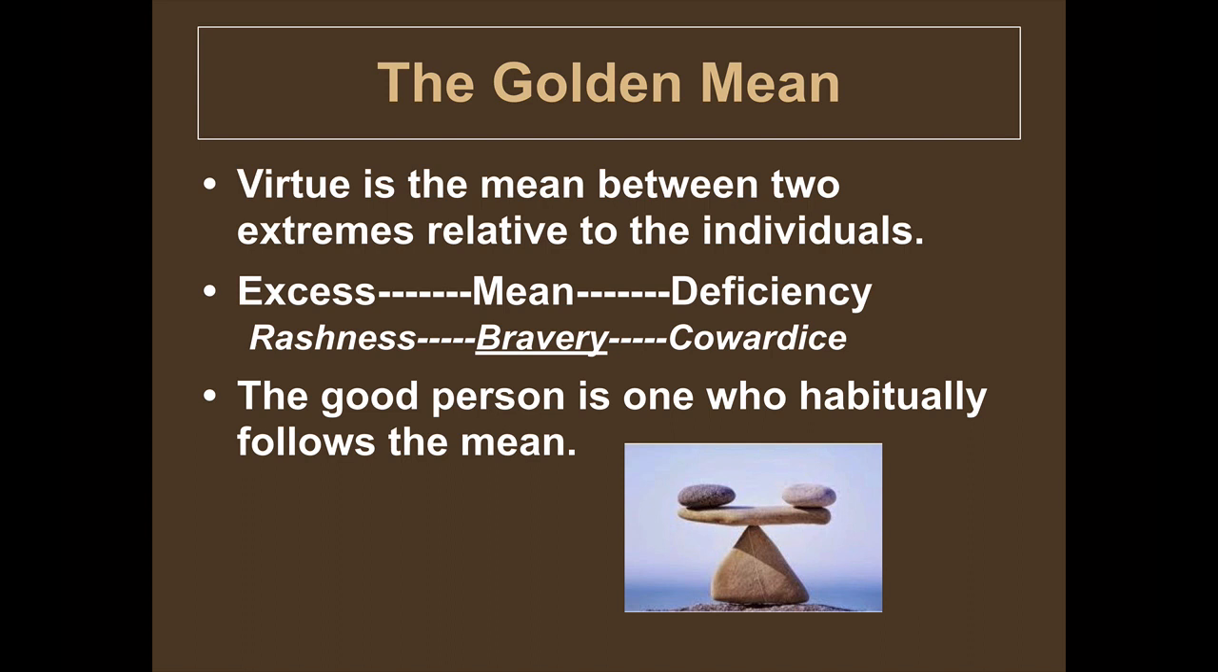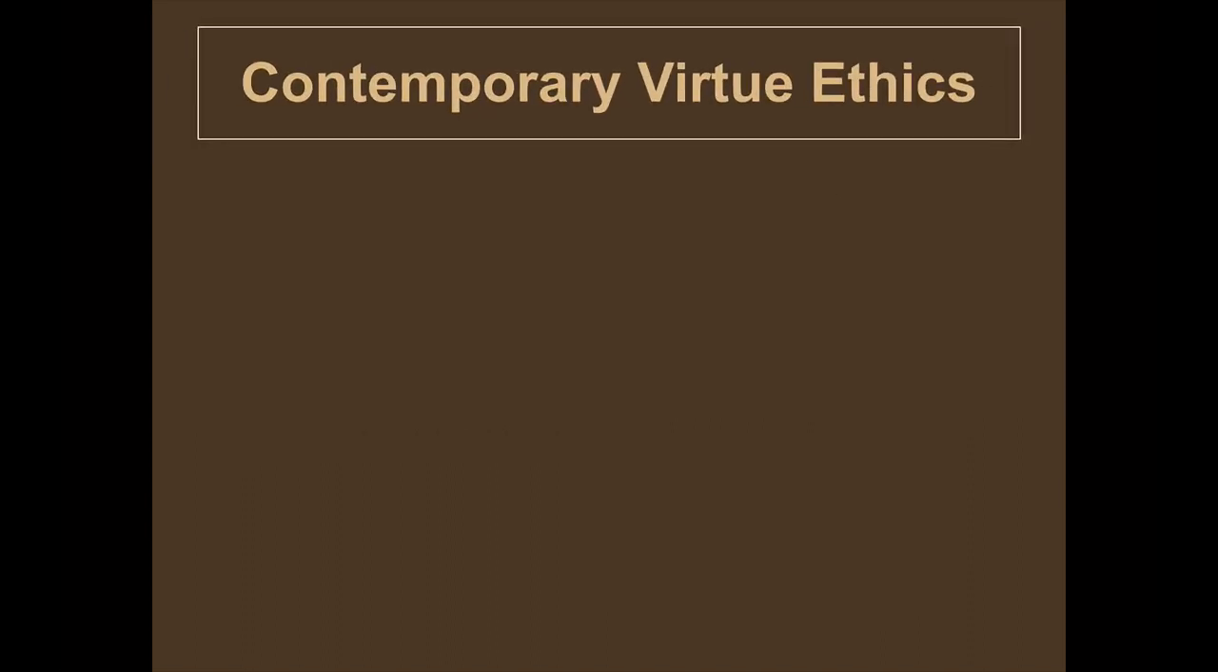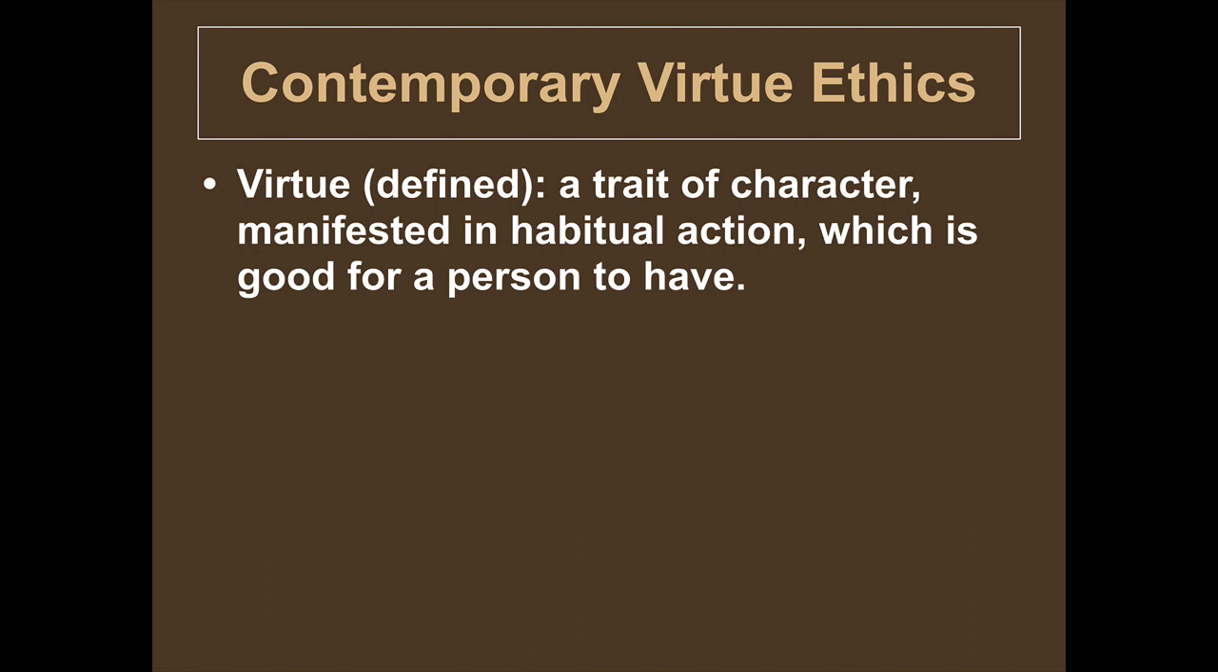So the virtues are there. They're always virtues, but what they mean or how they're interpreted is going to be relative to the individual. Now, contemporary virtue ethics is similar to the Aristotelian. There's been some divergence from the Aristotelian view. So for contemporary virtue ethicists, virtue is a trait of character manifested in habitual action which is good for a person to have. So in other words, very similar to Aristotle. The contemporary virtue ethicists have embraced a lot of what Aristotle was also advocating.